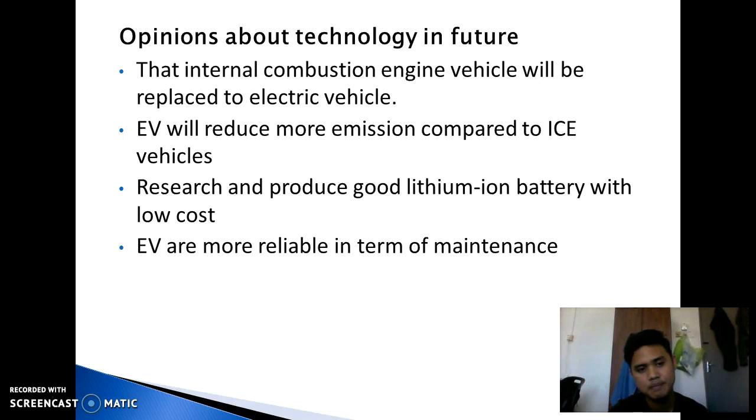As we know, in an electric vehicle there are no components such as valves and pistons. So in an electric vehicle, they don't need a combustion process, which produces hydrocarbons, carbon monoxide, and so on. So electric vehicles are more green compared to ICE vehicles.